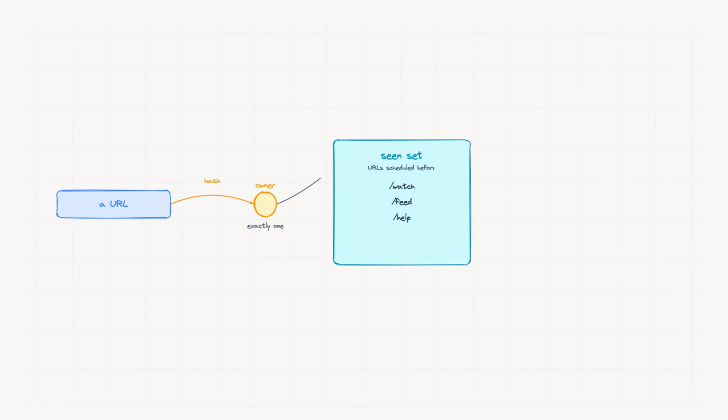The owner checks its scene state. Has this URL been scheduled before? If yes, drop it. If not, enqueue it. One owner, one scene set, one decision point. That handles the design choices for what each peer owns.